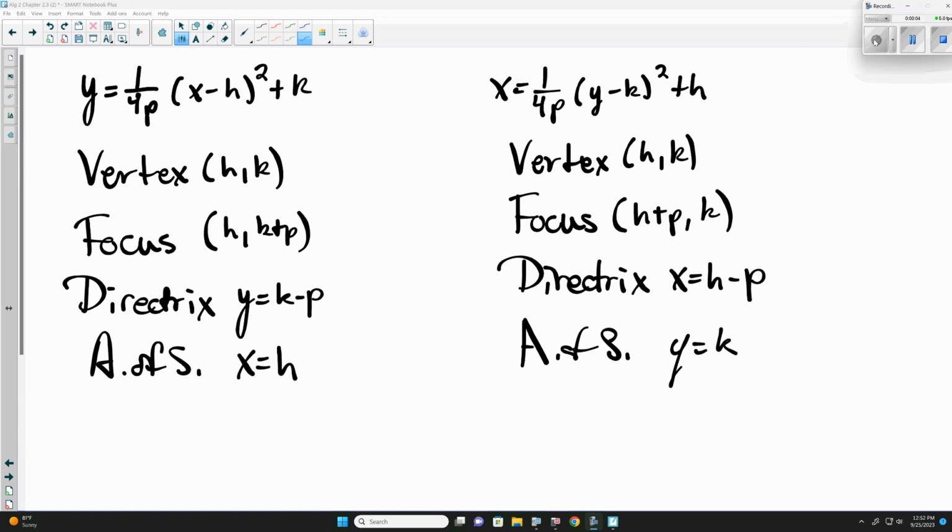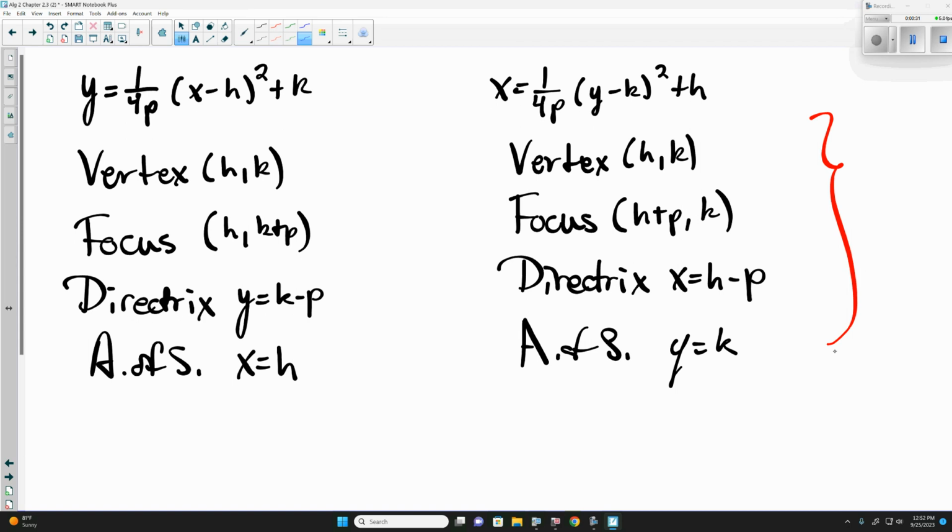All right, guys, so we're continuing on with 2.3.1 notes. We got about halfway through it last week, and we're going to finish it up today. What we did last week was we were given the equation, then we needed to find the vertex, focus, directrix, and axis of symmetry. This time we're going to be given two pieces of information, either the vertex and focus, or vertex and directrix. Two pieces of information, we need to find the equation.